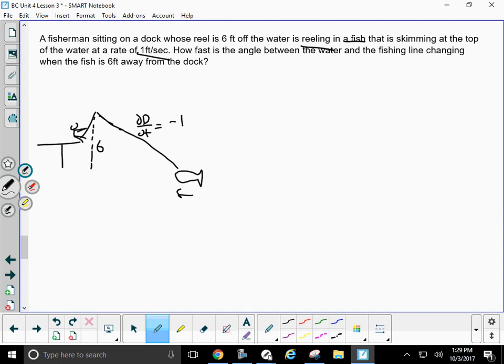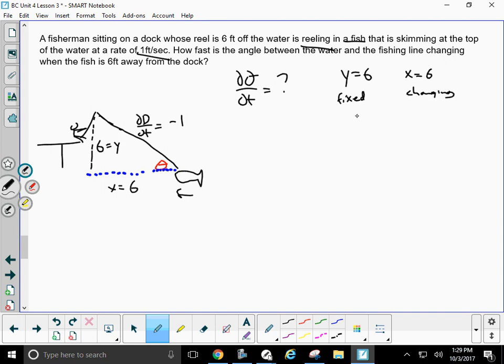The question is, how fast is the angle here between the water and the fishing line changing when the fish is 6 feet away from the dock? So when this is 6. Okay, so the question is, how quickly is d theta dt changing? Y is 6, a fixed value, assuming that the line stays still. X is the changing value. And dD/dt is -1.